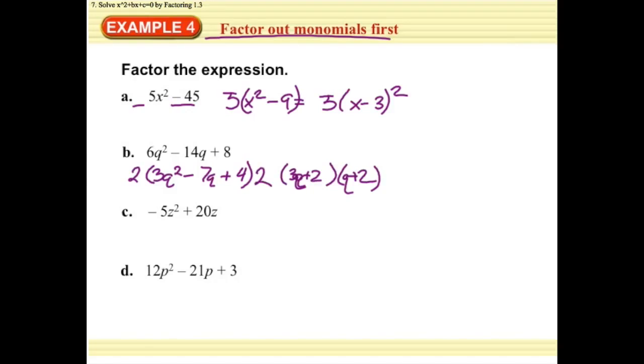Letter C, I can factor out a 5, but I really can't do much more because I have 5 times z squared minus 4z. I really can't break that down any further because I don't have a c value. So I would leave it right in that form. And the same thing with letter D. I can definitely pull out a 3. But once I do that, I'm left with no c value. So I really can't put that into any simplified factor form.